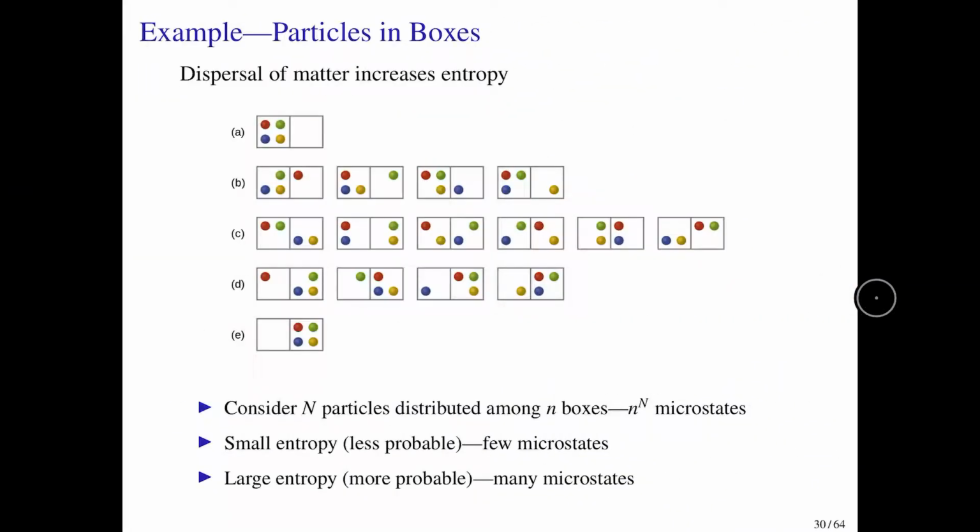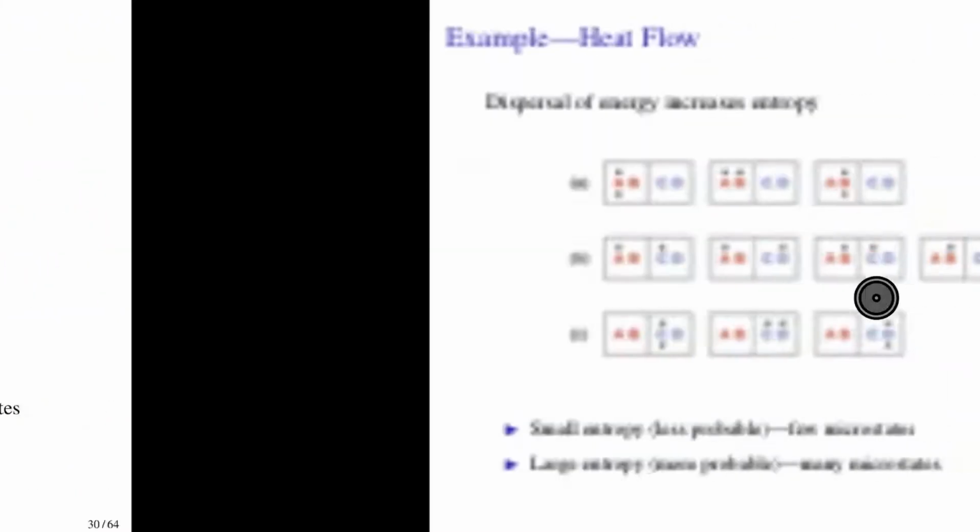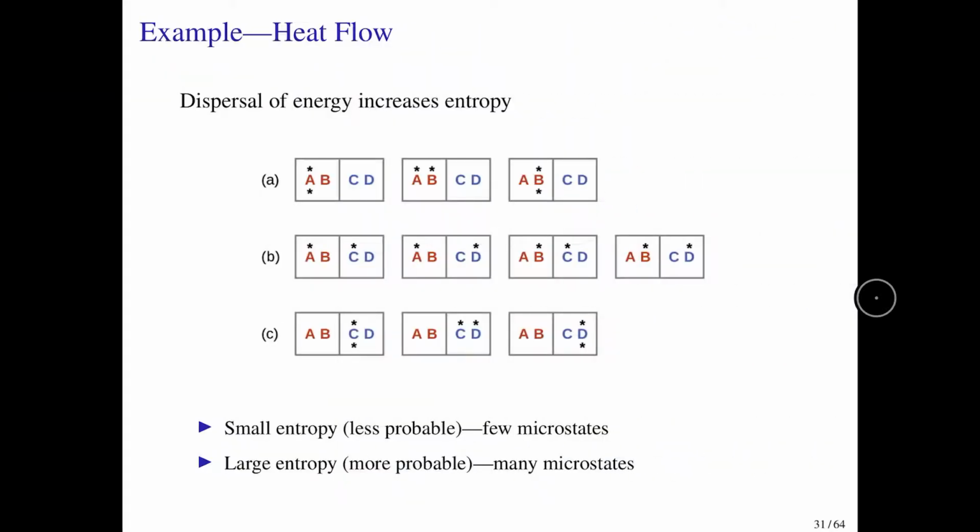So distributing matter increases the entropy in the system. Dispersing energy increases the entropy of the system.